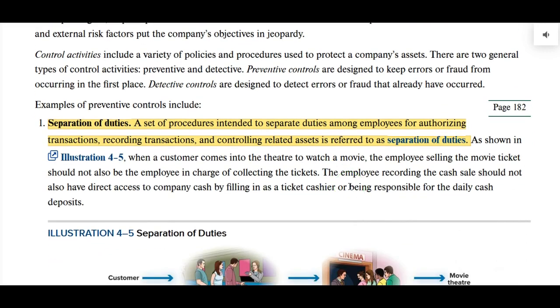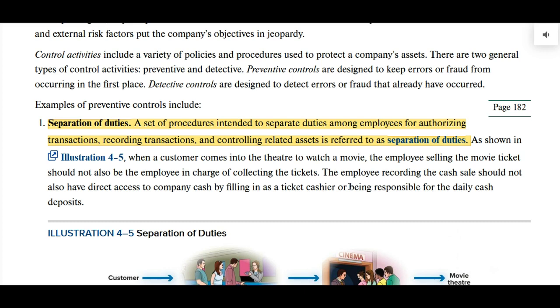Now, one item of internal control, an example here, is separation of duties. You do not want the same person having control over various parts of the company, like the transactions, the recording of transactions, and controlling the related assets. So you want to separate the duties out if you can. Larger companies can. They can afford to hire more workers. Smaller companies have a hard time doing this.